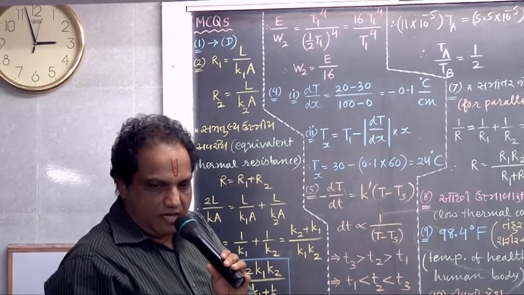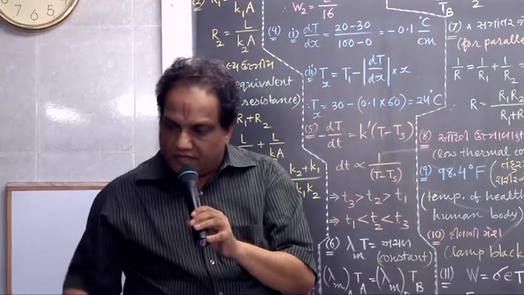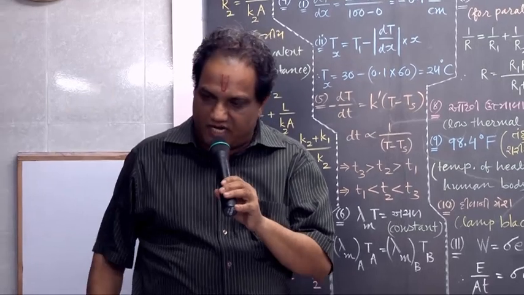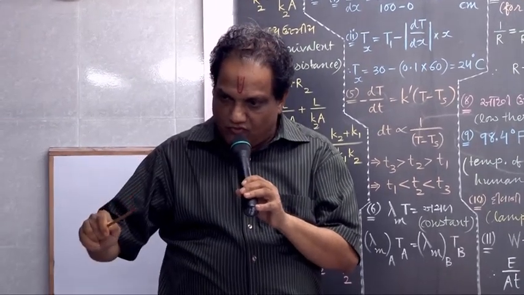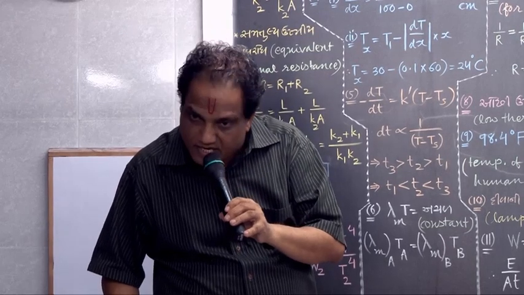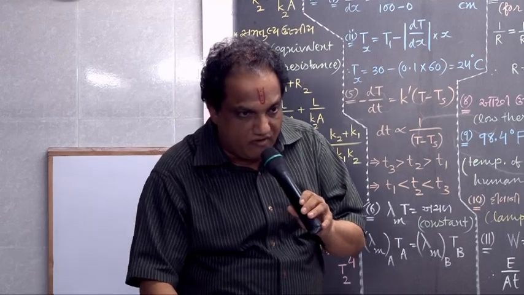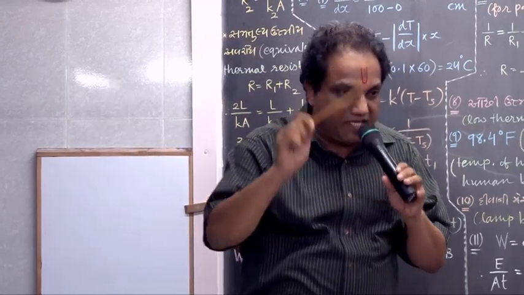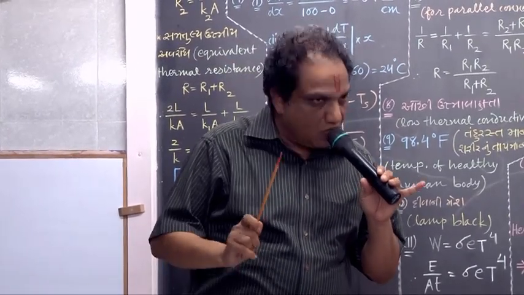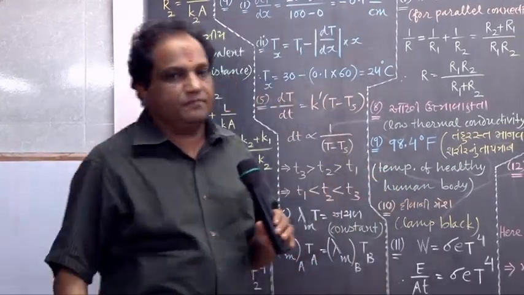If temperature becomes 1 by 2 times, then you should take its fourth power. 1 by 2 to the power 4 is 1 upon 16. If temperature becomes 1 by 2 times, the total emissive power will become 1 upon 16 times. Got it? You should go for taking the fourth power. Next.